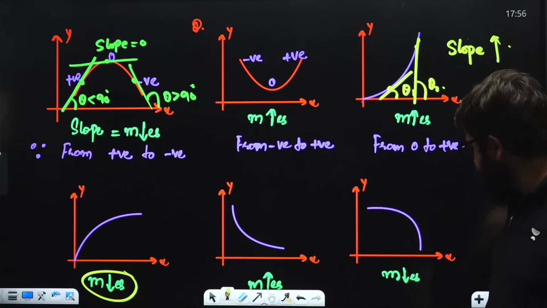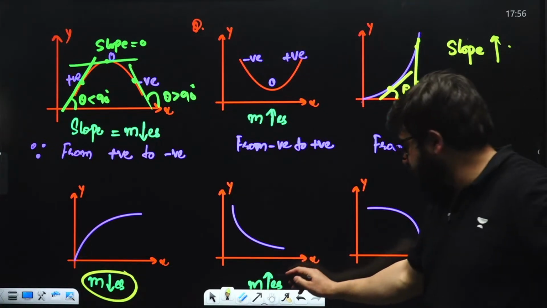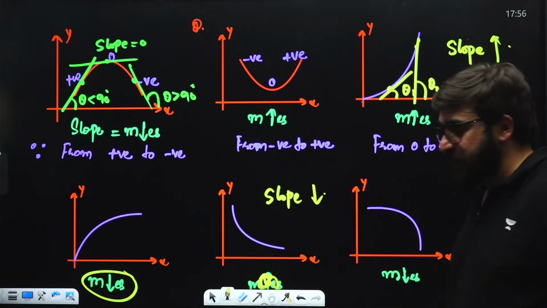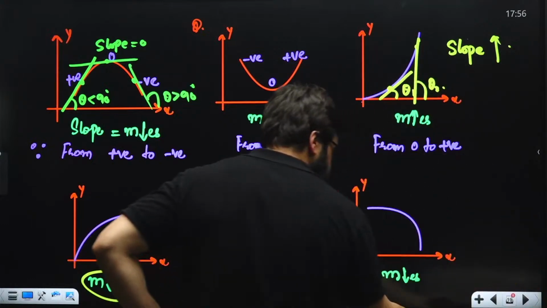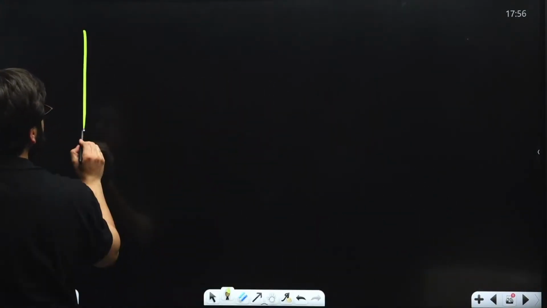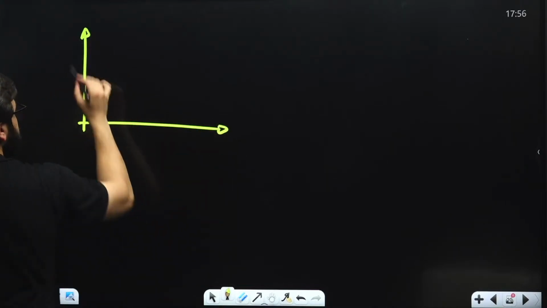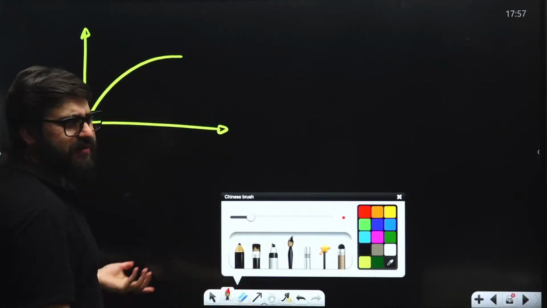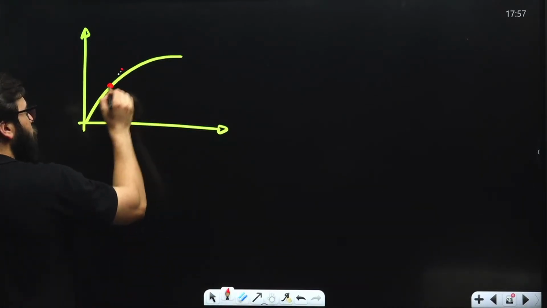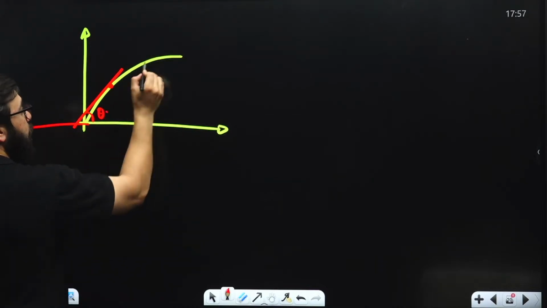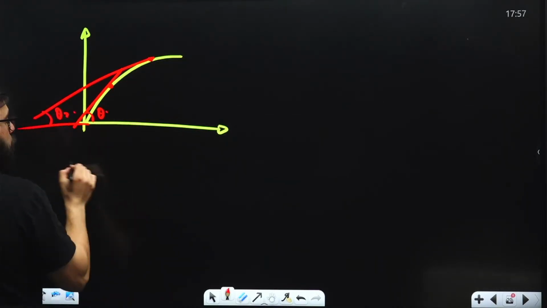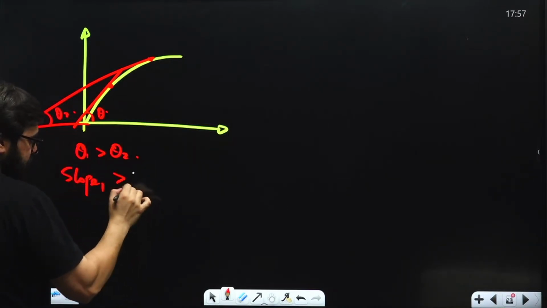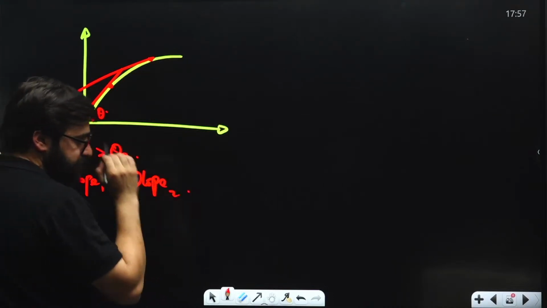Is this clear, guys? Here, slope is decreasing. Slope is decreasing in this particular case. Let me show you these two cases. The first case is this one. Guys, see, let's suppose at this point, it is making the angle theta 1. At this point, it is making the angle theta 2. Clearly, theta 1 is greater than theta 2. So, slope at point 1 is greater than slope at point 2.